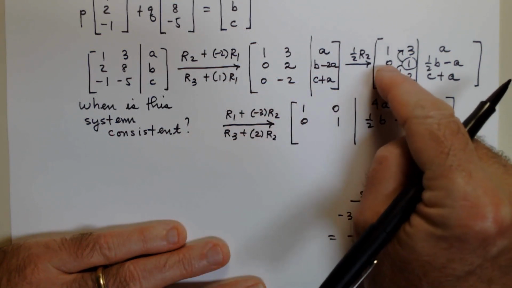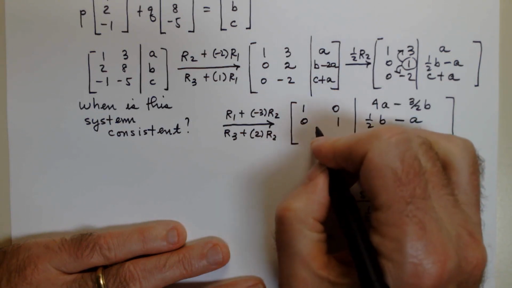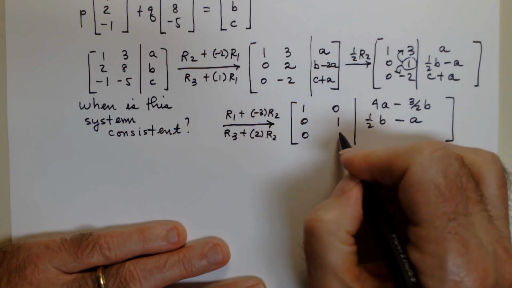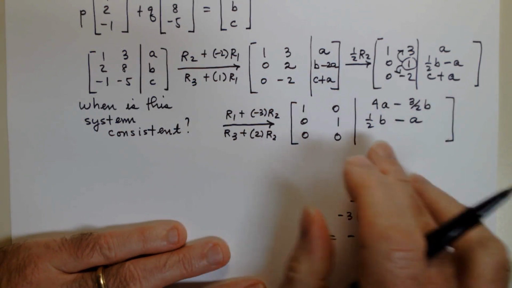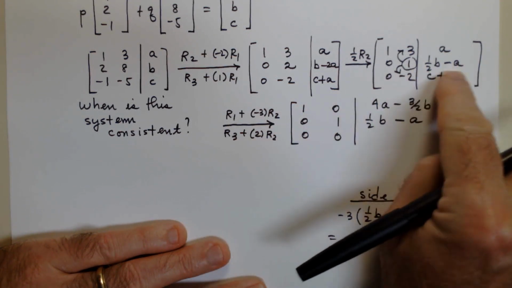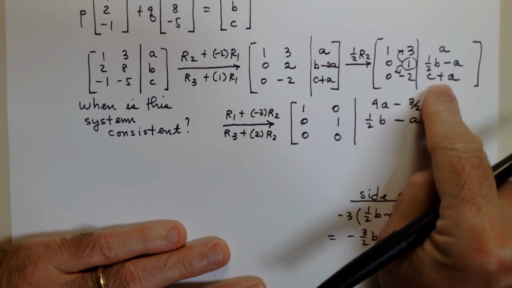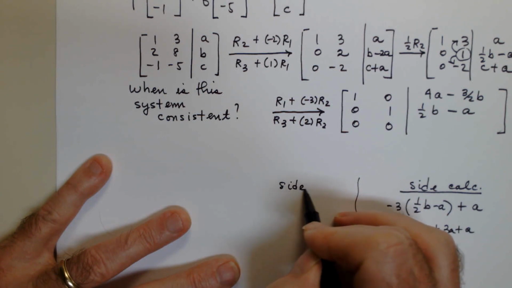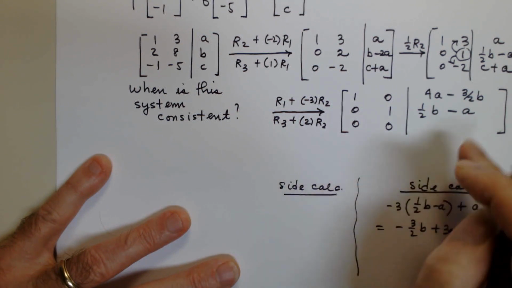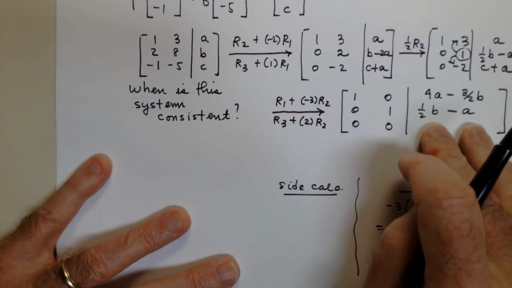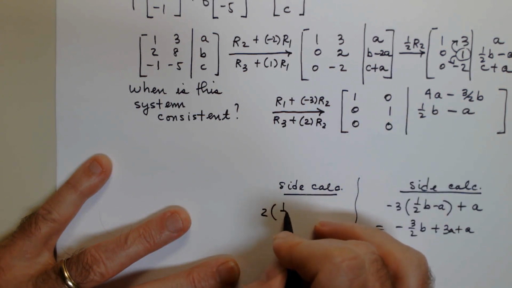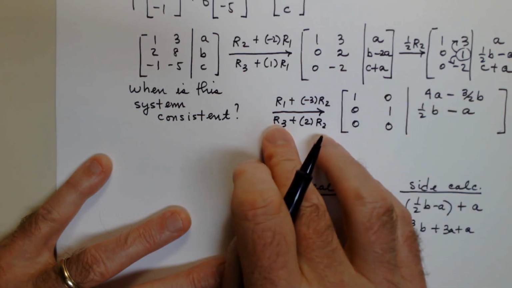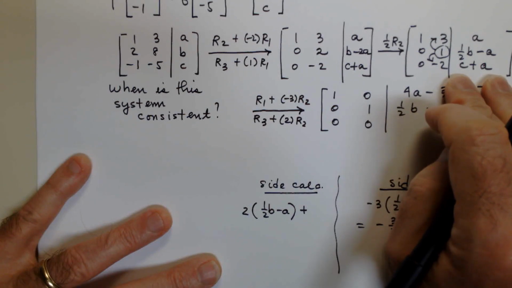So we're simply multiplying by 2 and adding down. No change there. That becomes 2 added onto the negative 2, that's 0. And now we have to do a calculation again like what we've just done. We have to take 2 times this entry and add it onto this entry. So again, that's another side calculation. Let's remind ourselves, 2 times row 2, so 2 times 1/2 B minus A. And that has to be added on to what's currently in row 3, which is C plus A.